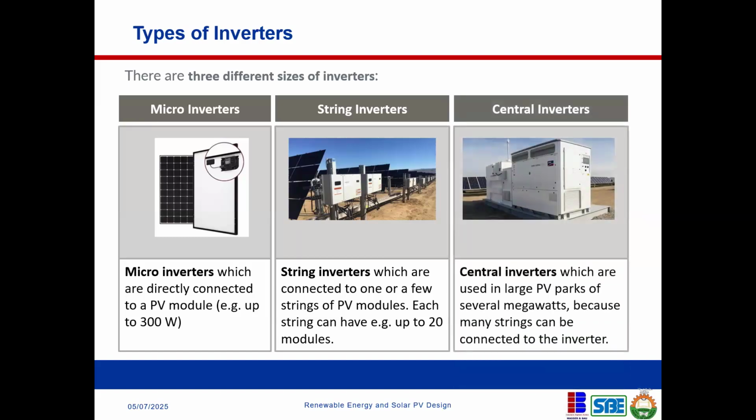Then we have a central inverter, which is used in a large PV park of several megawatts, because many strings can be connected to the inverter. Instead of having a string inverter, you are now moving the whole string into a central inverter. It has its own cost advantage. It also has its own maintenance and operational disadvantages as well. So it all depends on the size, scale and purpose of your design, right? But in most cases, string inverters are more ideal, where you have several panels connected to one inverter, and another several panels connected to another inverter.